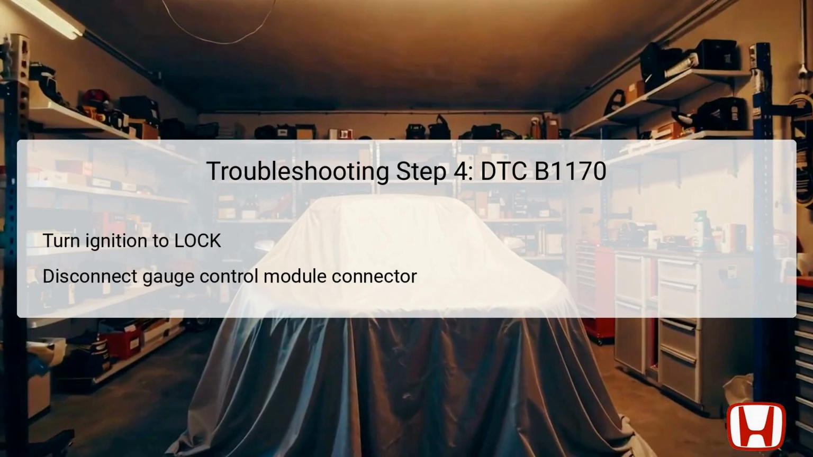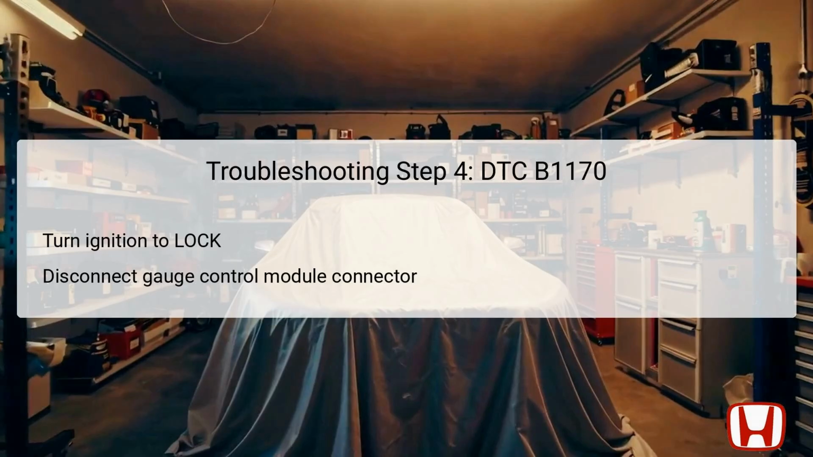This action must be performed for safety and to prepare for the next diagnostic process. Once the ignition is off, the technician must disconnect the gauge control module 36P connector, which is responsible for communicating with the VSA and ABS systems. This step allows for a direct examination of the connections without electric interference.